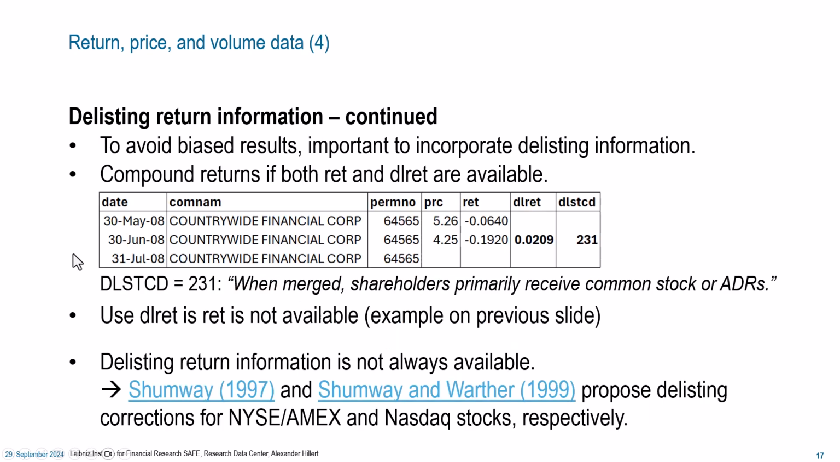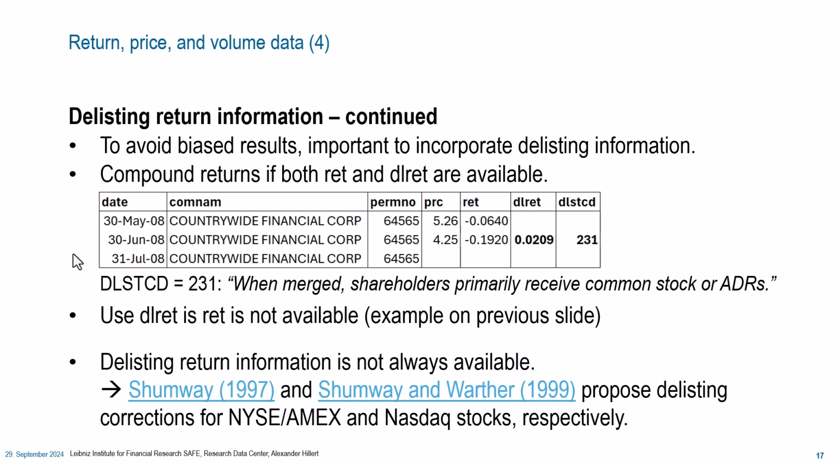Just to highlight the importance of the delisting information, think about an empirical asset pricing analysis where you develop a trading strategy. Then it's important that you track firms, stocks you invested in, really until the point that they are no longer available. And this point can be after the stock is delisted from the exchange.